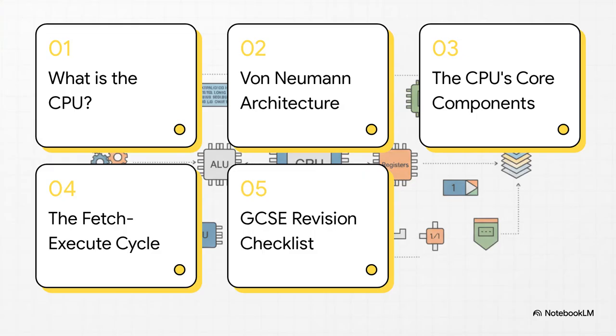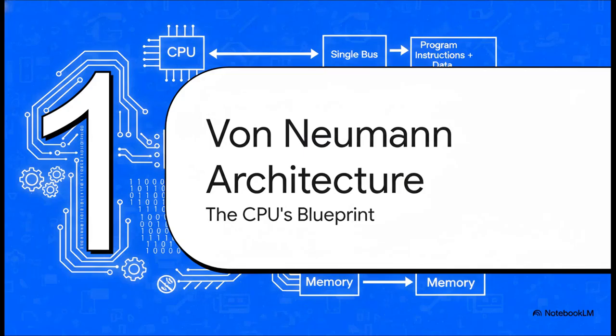So here's the plan for this explainer. We've just touched on what the CPU is. Next, we're going to look at the blueprint that most computers are based on. That's the von Neumann architecture. Then we'll break down the CPU's most important components, see how they all work together in that fetch-execute cycle, and then we'll wrap it all up with a super focused checklist to get you totally prepped for your exams. All right, let's start with that blueprint.